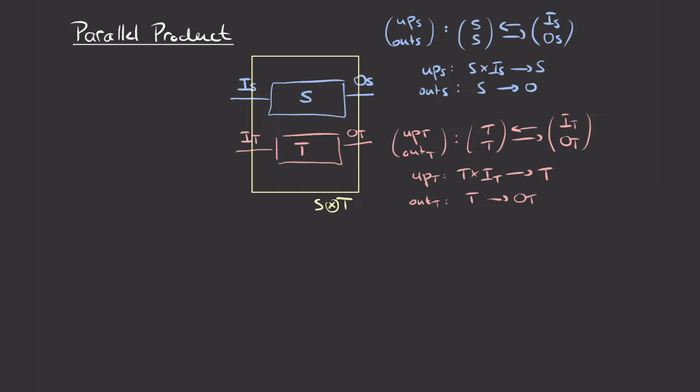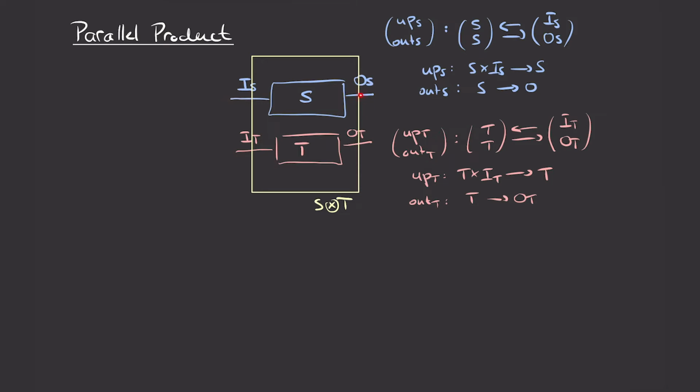Now notice in this picture, we've gone from systems having a single input and output wire, so S and T each have a single input and output wire, to a new system, this big yellow box here, which now has two input wires and two output wires. So the inputs into this system S tensor T are on the one hand inputs in IS, and also at the same time it's taking inputs in IT. Similarly, it's also outputting on two wires.